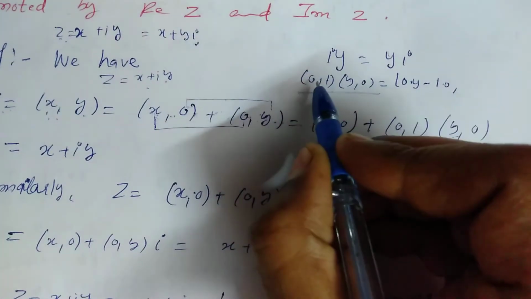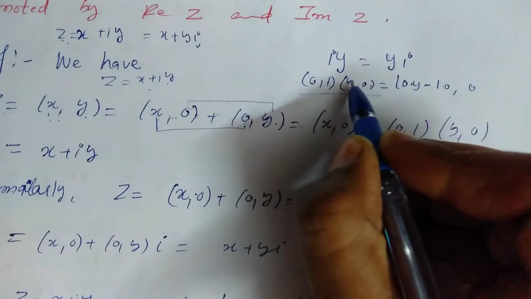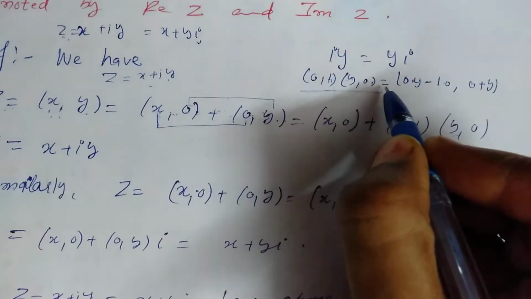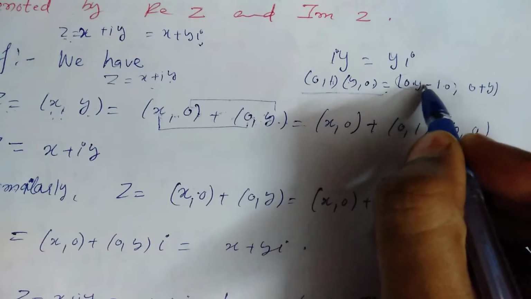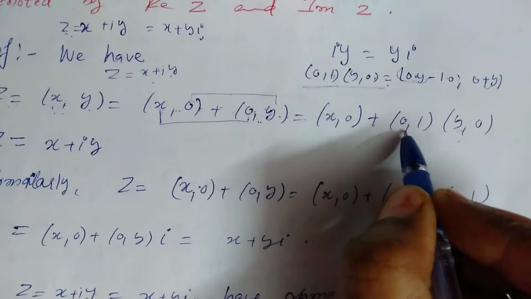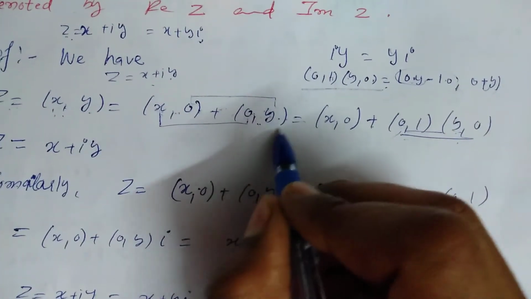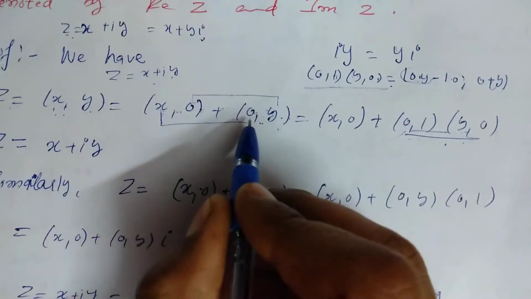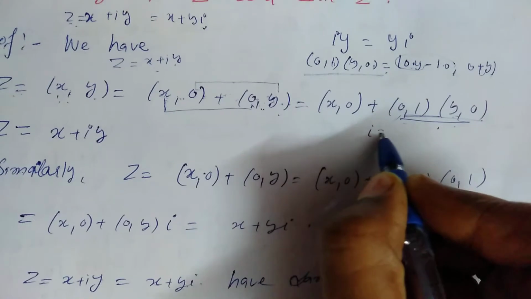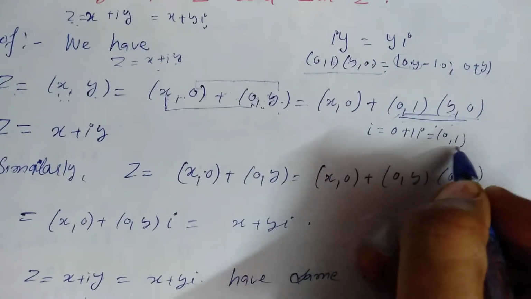Then x1 into y2, that is 0, and x2 into y1, that is equal to plus 1. So this will give us 0 comma y. So this is same as writing the 0 comma y. So we have written 0 comma y in this form, and remember that iota was written as 0 plus 1 iota, that is (0, 1).